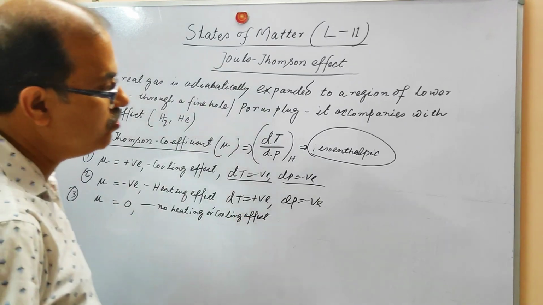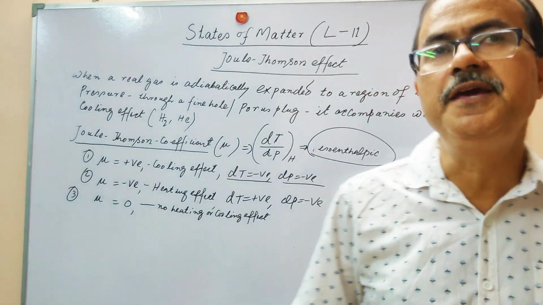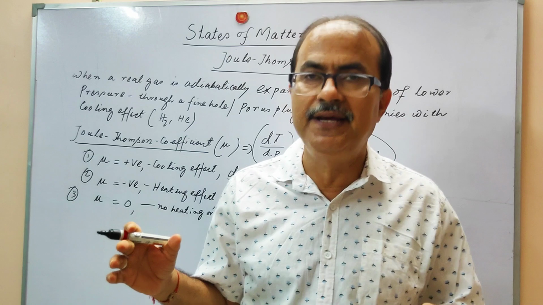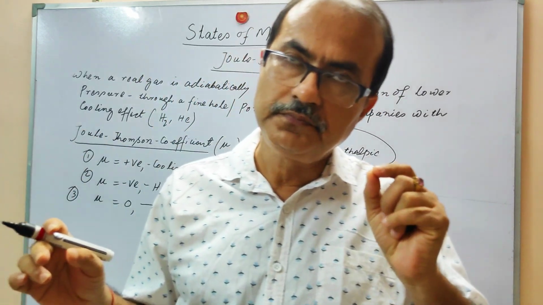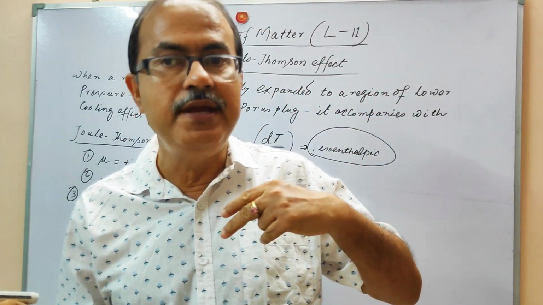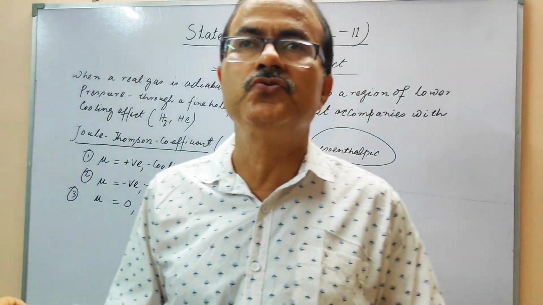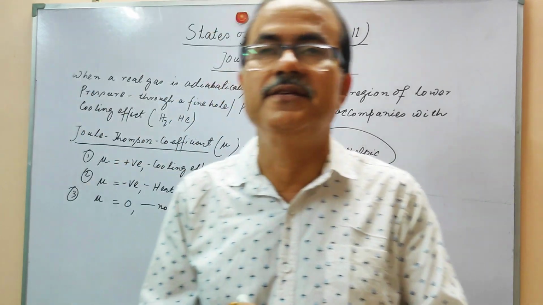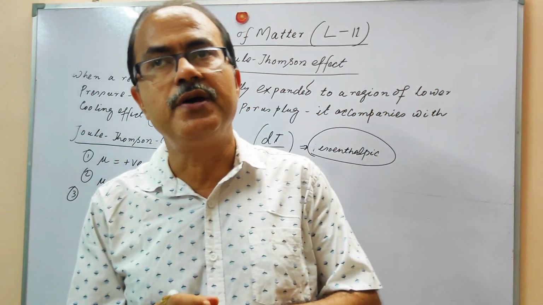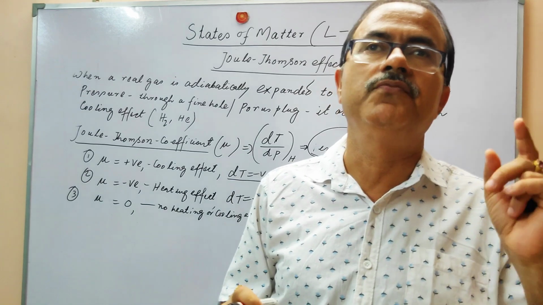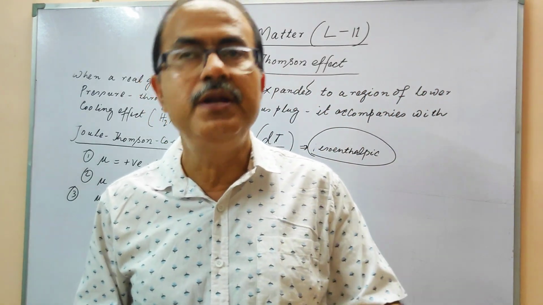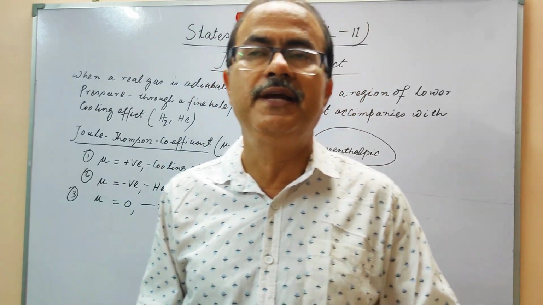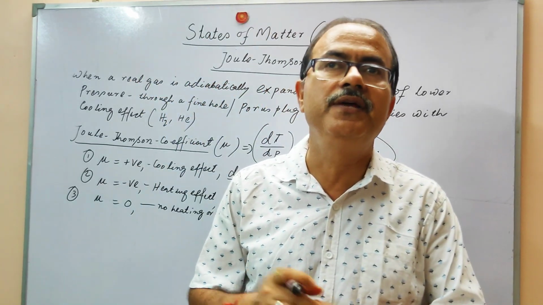So you understand the Joule-Thomson effect is basically when we expand the real gas adiabatically, through a region where there is a lower pressure zone, at that time it will be accompanied with the cooling of the gases. But this effect will not be observed for the ideal gases. This effect will not be observed for hydrogen and helium also. In hydrogen and helium, if we carry out this adiabatic expansion of the gases, we will find there is a heating effect.